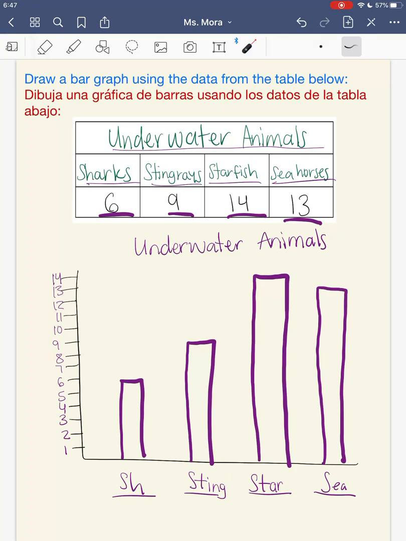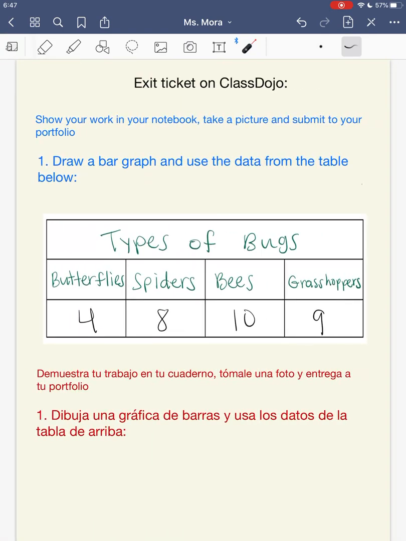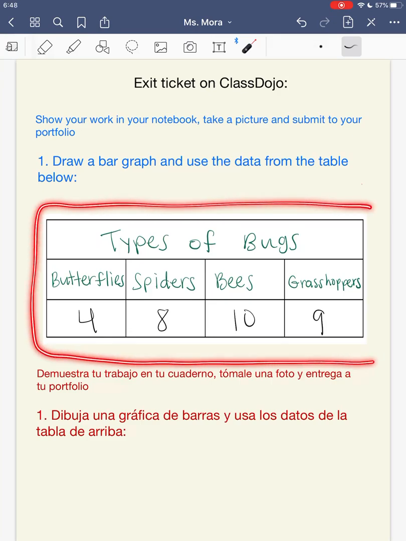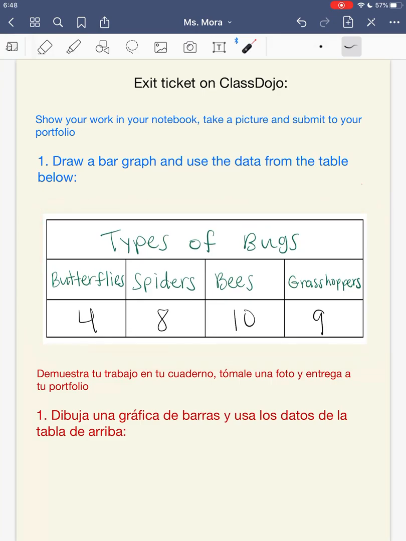Good job, guys. So, for your exit ticket, you're going to draw a bar graph and use the data from the table. So here's the table. And remember, you do not need to copy the table down to turn in. I just need to see your bar graph, okay? Make sure you include the title, the categories, and the data, okay? Take a picture and then submit on Class Dojo, and I'll check your work.